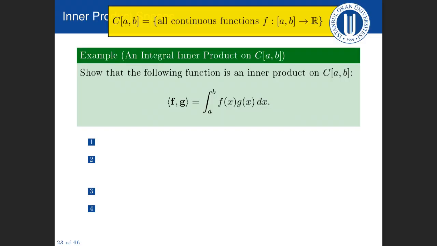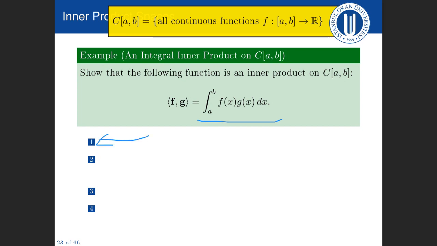Time for a different vector space. Now I want to look at the vector space C[a, b]. That's the vector space of all continuous functions with domain closed interval from a to b. Show that the following function is an inner product on the vector space of all continuous functions with domain closed interval from a to b. Our function is defined to be the integral from a to b, f multiplied by g.